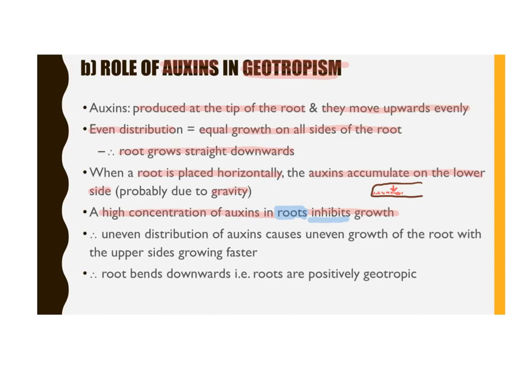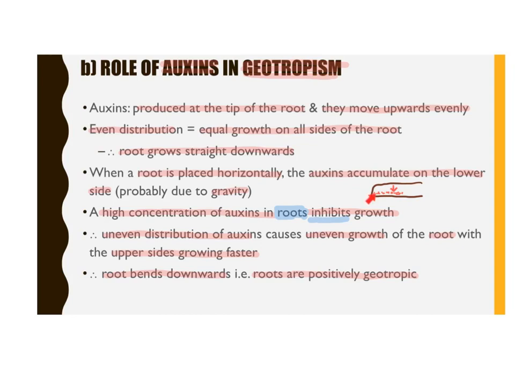So we can see that this side, the lower side of the root, is going to grow slower because it has more auxins than the top side. And then we say the same story: an uneven distribution of auxins causes uneven growth of the root, with the upper side growing faster, or you could say with the lower side growing slower. Therefore, the root bends downwards, i.e., roots are positively geotropic.